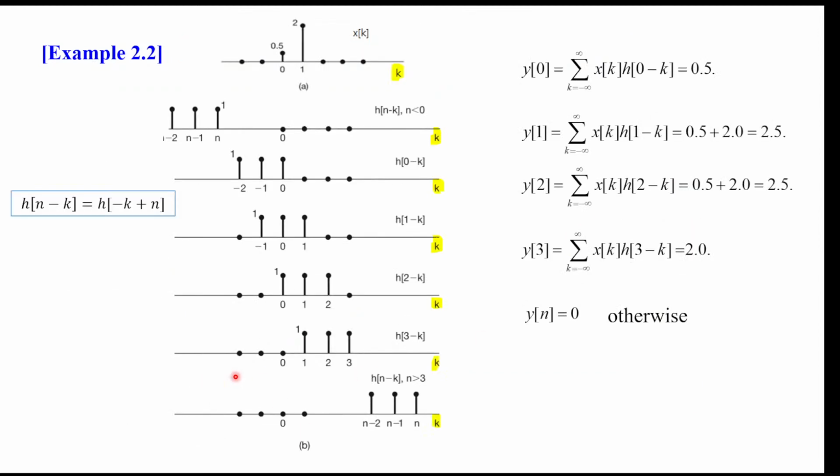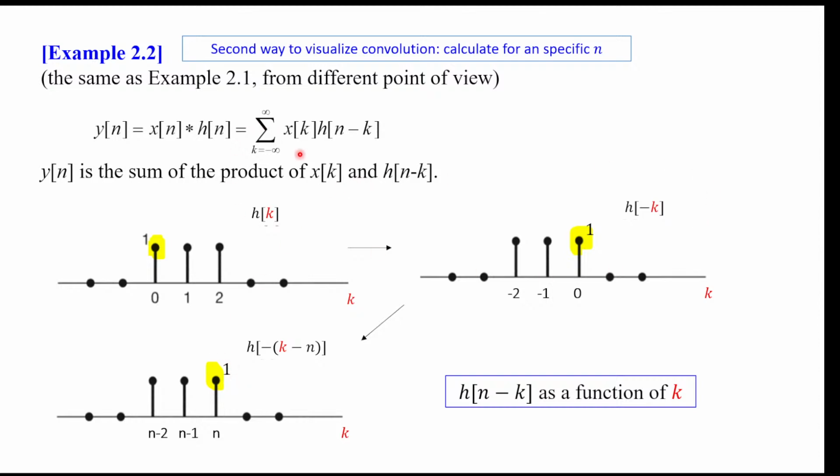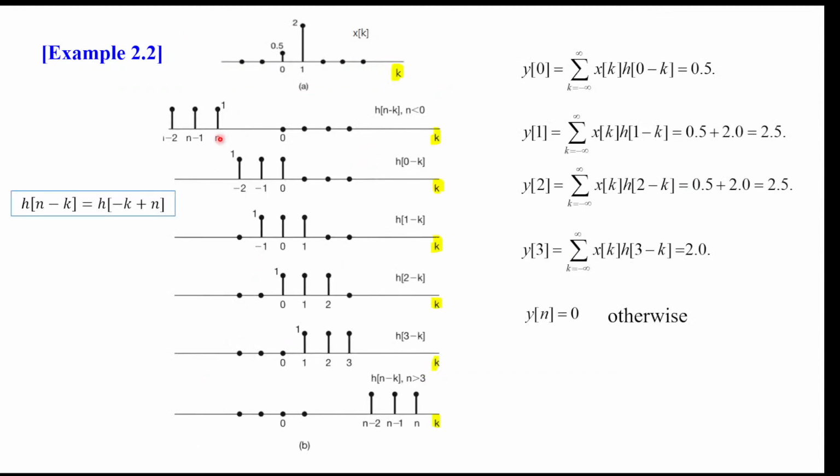So the transformation you do to get h of n minus k as a function of k is to flip h of k around, a time reversal, and then drag the 0 point to n. If you think n is negative, then you push this to the left-hand side. We like to slowly increase n to see where the h of minus k position is, and then see how h of n minus k overlaps with x of k, because we are doing this summation over the product.